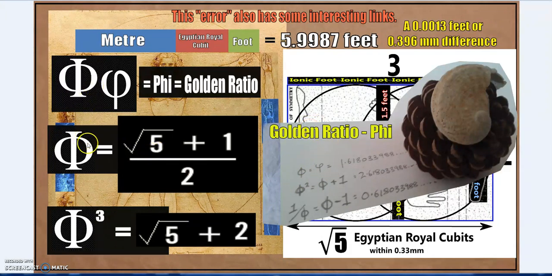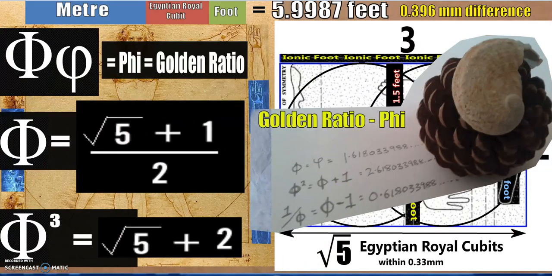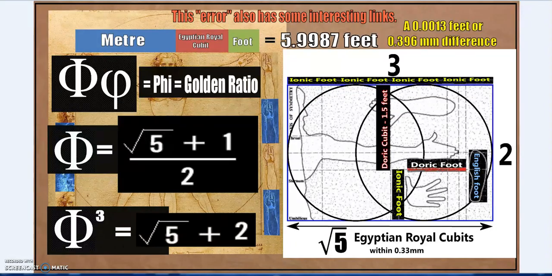So Phi equals the square root of 5 plus 1, over 2. Well, the square root of 5 plus 2 equals Phi cubed. Yeah, it's just a beautiful number. It's unique amongst all the numbers, really, and it's so important in nature, so many different aspects of it.